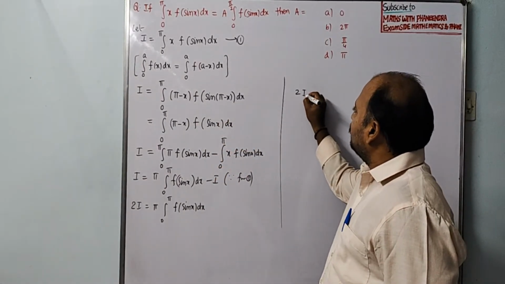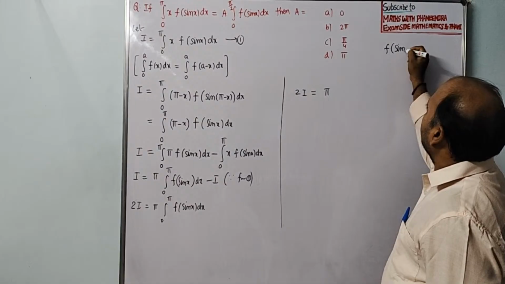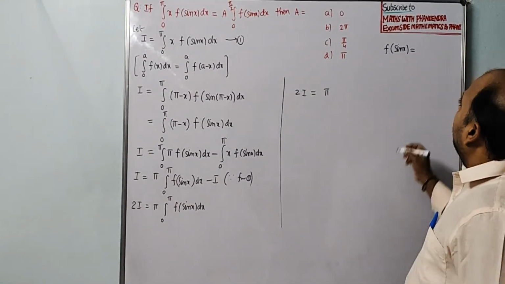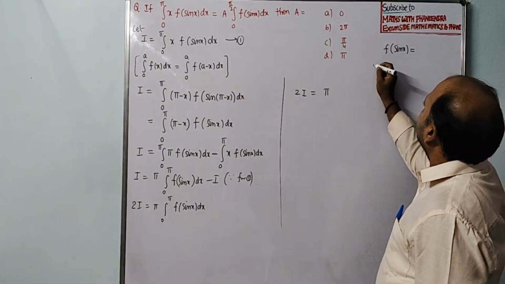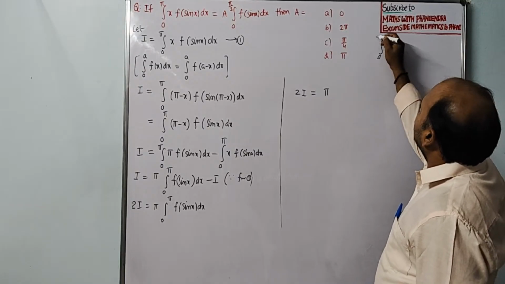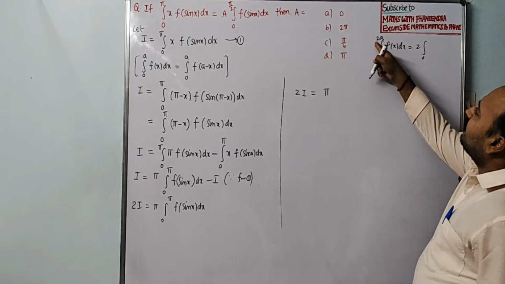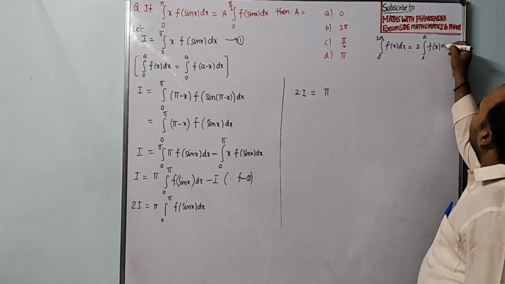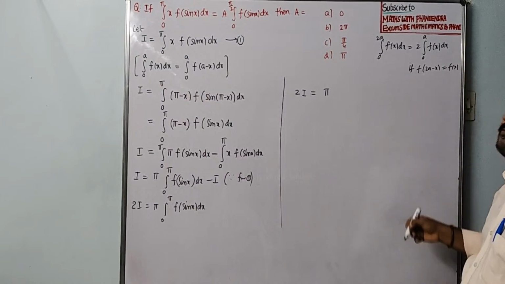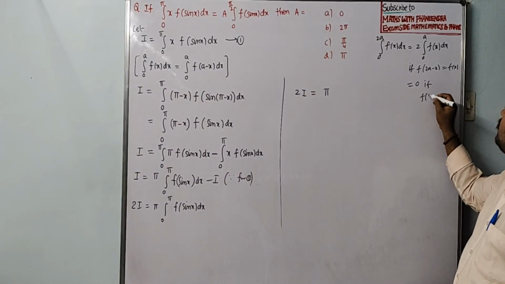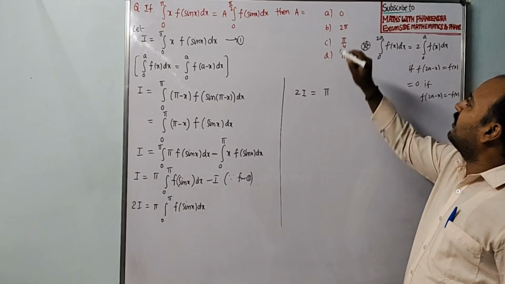So 2I equals pi times the integral, first we will decide whether f of sin x is an even function or an odd function. Whenever the limits are 0 to pi, again here we are going to apply this property. Before that: the integral from 0 to 2a of f of x dx equals 2 times the integral from 0 to half of the upper limit of f of x dx if f of 2a minus x equals f of x. It is 0 if f of 2a minus x equals minus f of x. This is one of the important properties in definite integration.